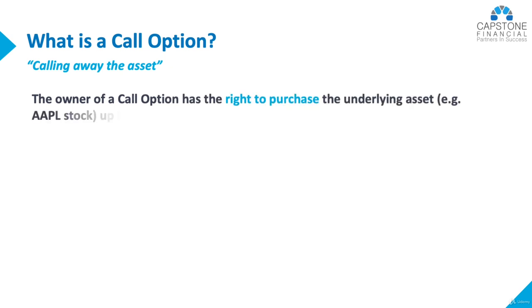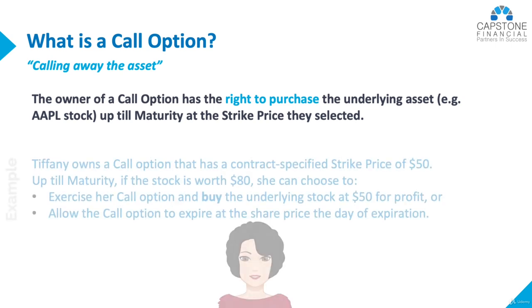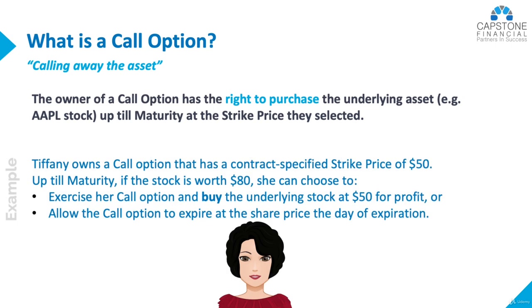The owner of a call option has the right to purchase the underlying asset, for example, Apple stock, up to maturity at the strike price they selected. Tiffany owns a call option that has a contract specified strike price of $50 up to maturity. If the stock is worth $80, she can choose to: one, exercise her call option, buy the underlying stock at $50 for a profit, or two, allow the call option to expire at the share price the day of expiration.